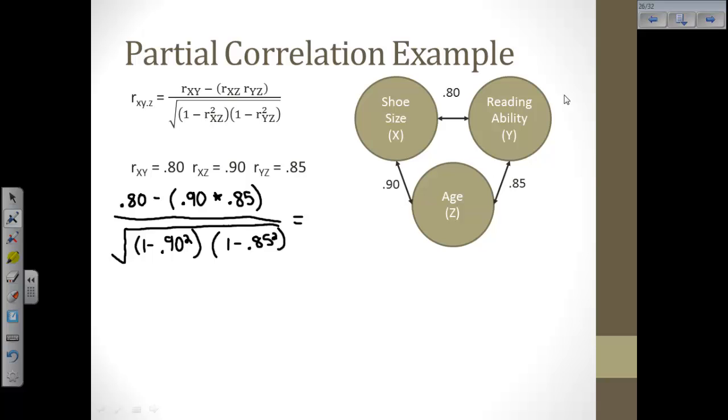So then this becomes 0.80 minus, so 0.90 times 0.85 is 0.765. Divide that by the square root of 1 minus, so 0.90 squared gives you 0.81. And then 1 minus 0.85 squared, so 0.85 squared becomes 0.7225.